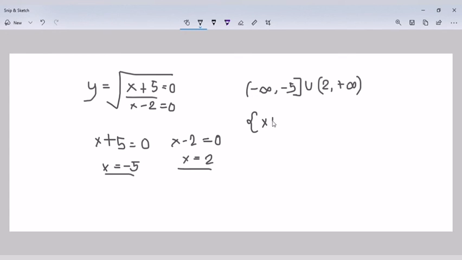And then we could also write it in the form of set notation as the set of all x such that x is less than or equal to negative 5 and x is greater than 2.